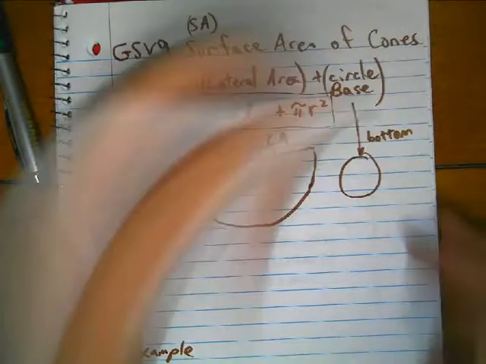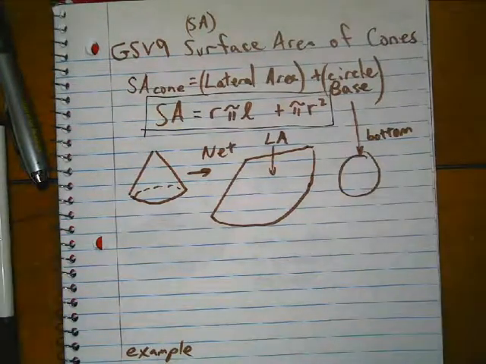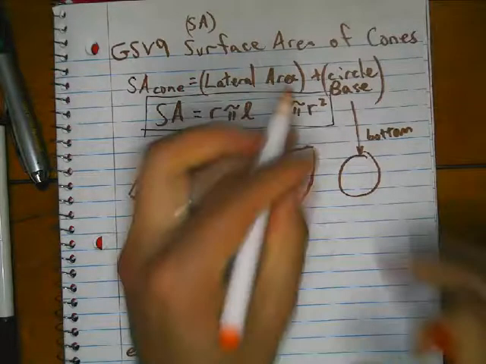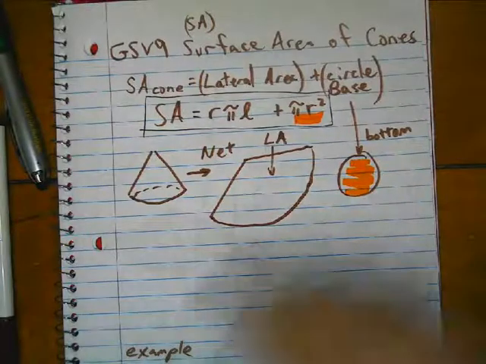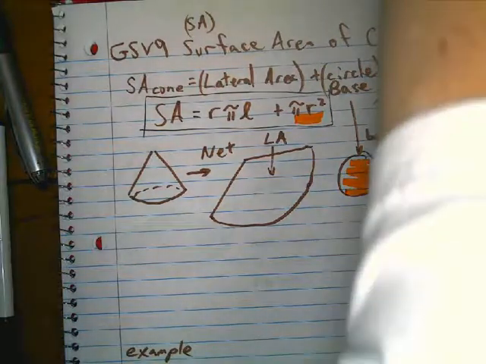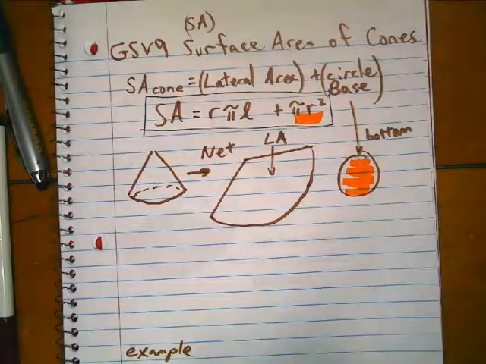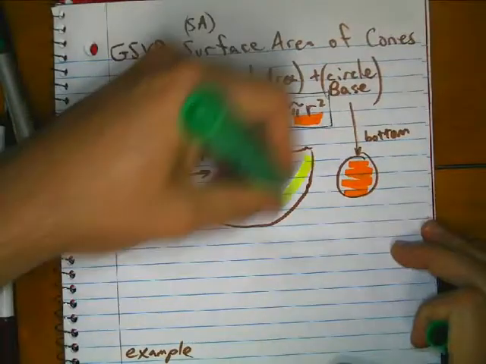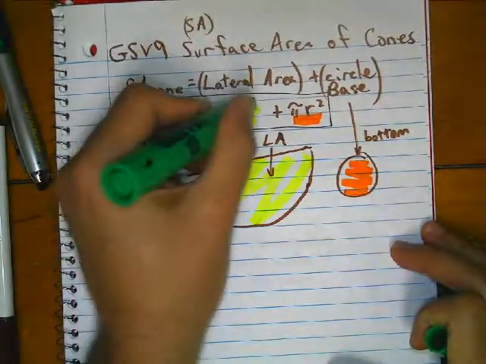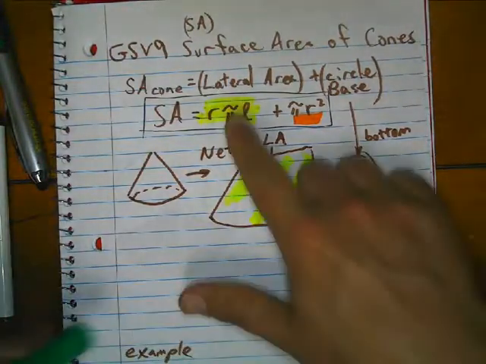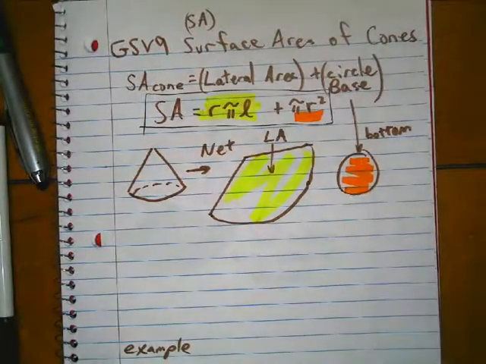The area of the circle bottom is pi r squared, and the area of this area here is r pi l, and I'll do a derivation on the next page on how to do that. So let's pretend I got an example.